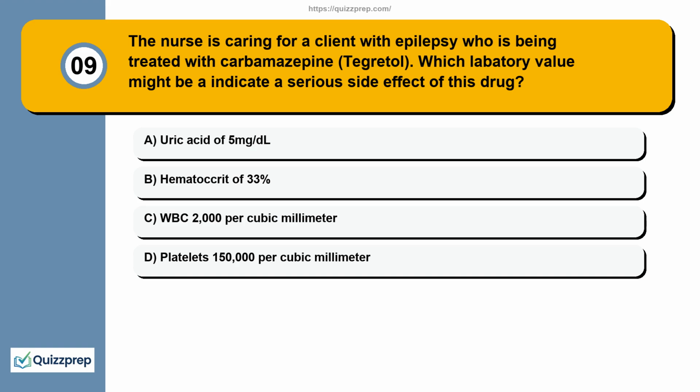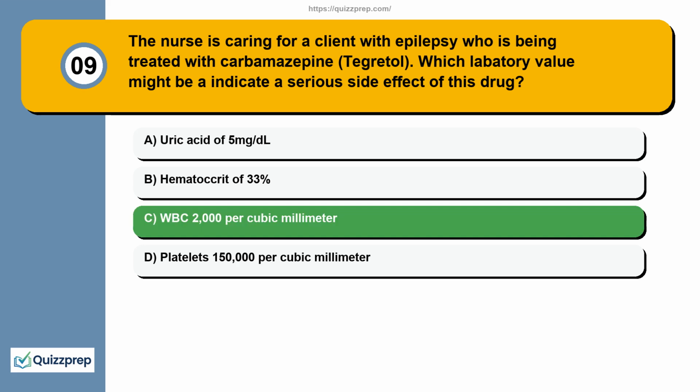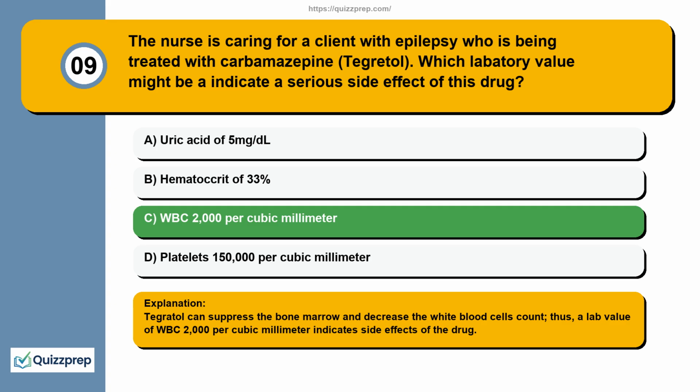Question 9. The nurse is caring for a client with epilepsy who is being treated with carbamazepine, Tegretol. Which laboratory value might indicate a serious side effect of this drug? Uric acid of 5 mg/dl, hematocrit of 33%, WBC 2000 per cubic millimeter, platelets 150,000 per cubic millimeter. Tegretol can suppress the bone marrow and decrease the white blood cell count, thus a lab value of WBC 2000 per cubic millimeter indicates side effects of the drug.